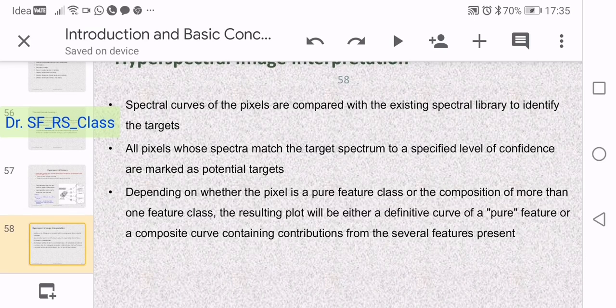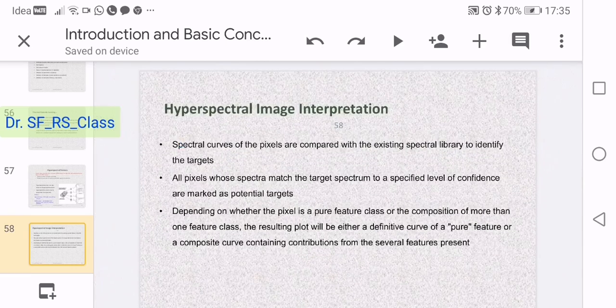The reflection can be from a single object or from multiple objects. If it is from a single object, it can be a pure curve, a pure feature, a definitive curve. If it is from various objects, it can be a composite curve containing contributions from different objects. So we need to identify the pure curves to identify the exact object, and composite curves will be a combination of reflectance from different objects.